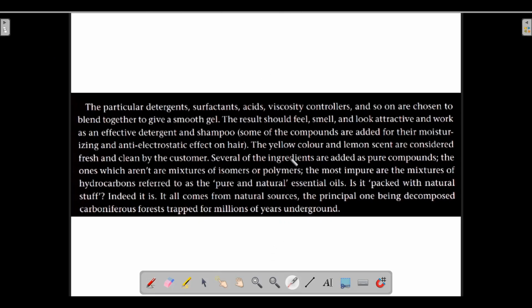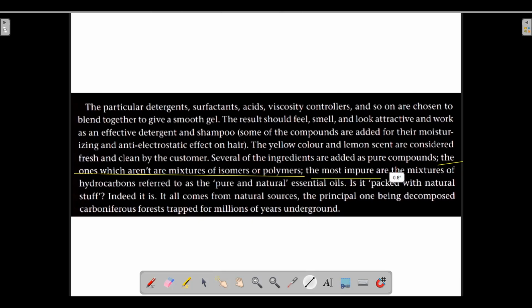Several of the ingredients are added as pure compounds. For example, lactic acid and sodium chloride are added in the shower gel. These are added as pure compounds, and these pure compounds aren't a mixture of isomers or polymers. They are not a mixture, they are a single compound. That's why they are being called pure.